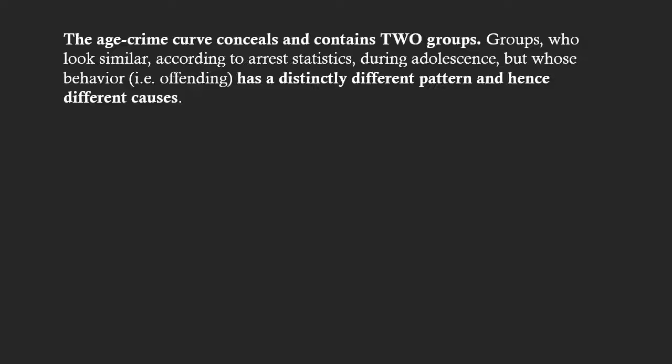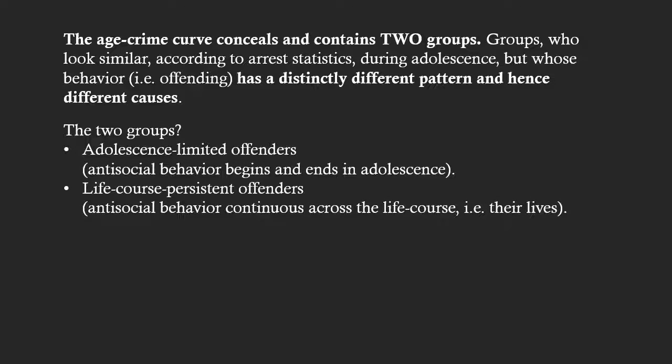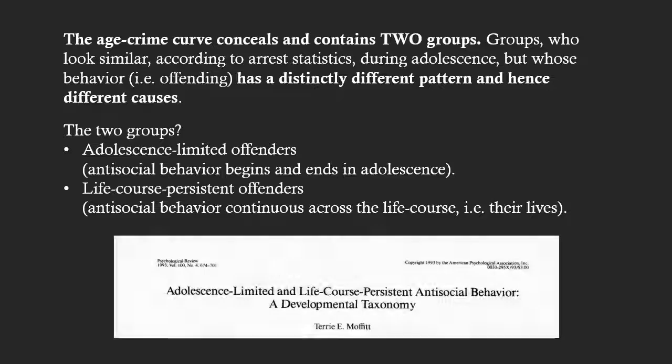So it seems the age crime curve conceals and contains two groups. Groups who look similar according to arrest statistics during adolescence, but whose behavior, that is offending, has a distinctly different pattern and hence different causes. These two groups: adolescence-limited offenders, who are characterized by antisocial behavior that begins and ends in adolescence, and the second group, life course persistent offenders, whose antisocial behavior is continuous across the life course, that is, their lives. Hence, the title of this article, Adolescence Limited and Life Course Persistent Antisocial Behavior.